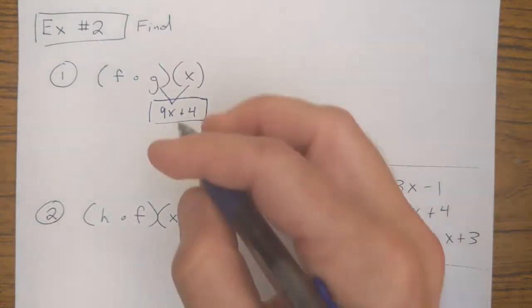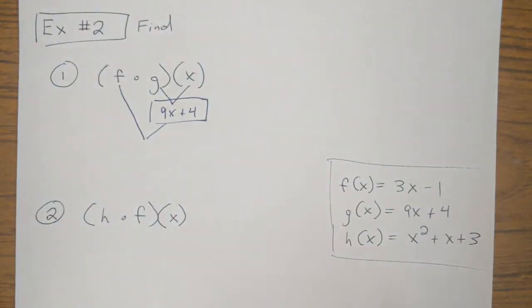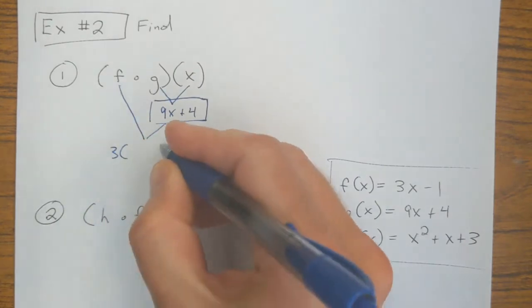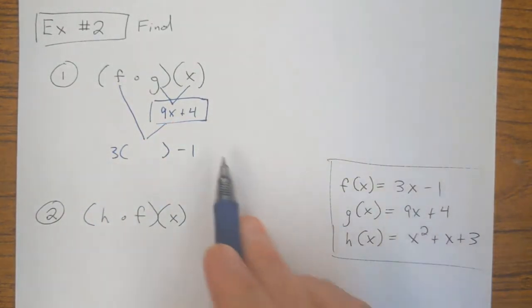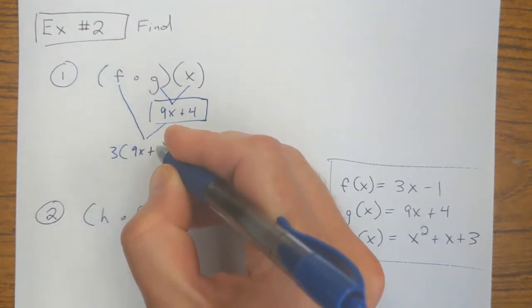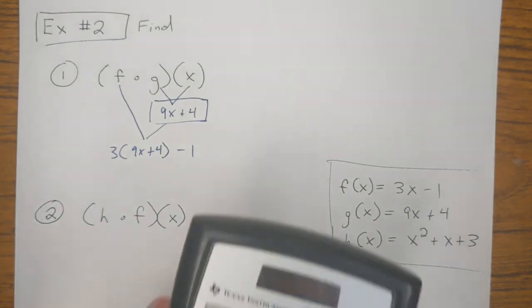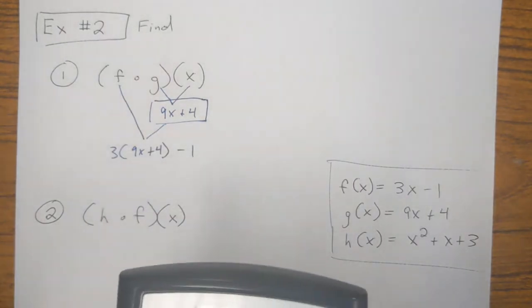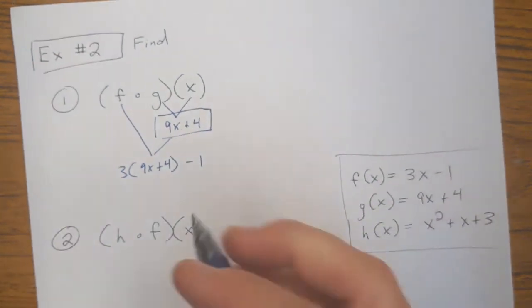Now we need to input the 9x plus 4 into F. Or in other words, I'm going to take this x away, and I'm going to replace this x with this new input, 9x plus 4. Now you'll notice once again, if my input is a variable, your calculator is not going to help you out. You can't type a variable into the calculator.